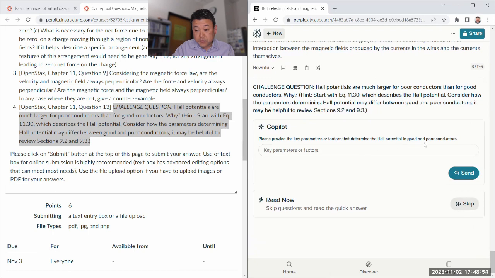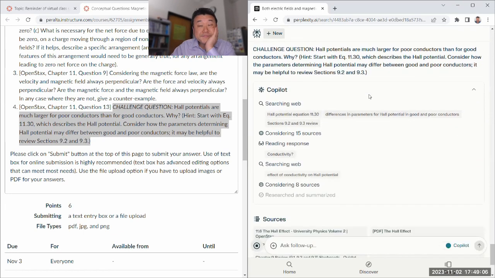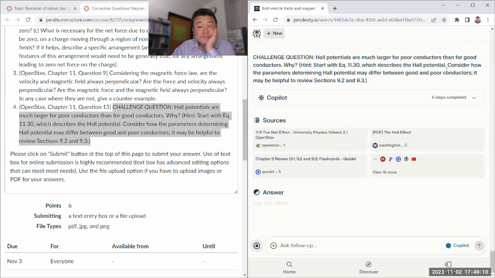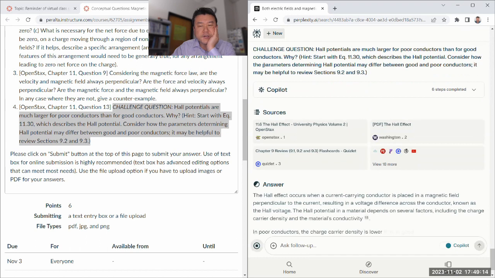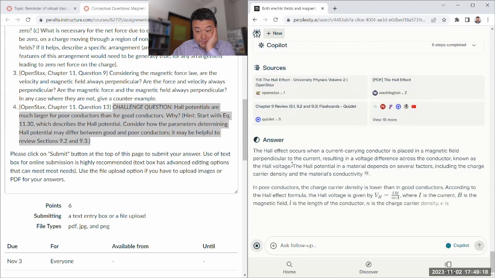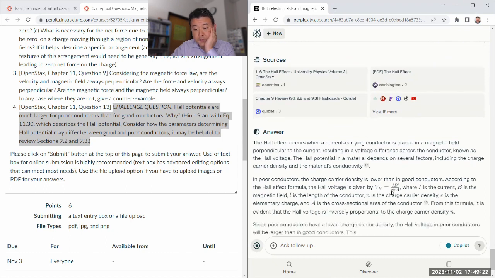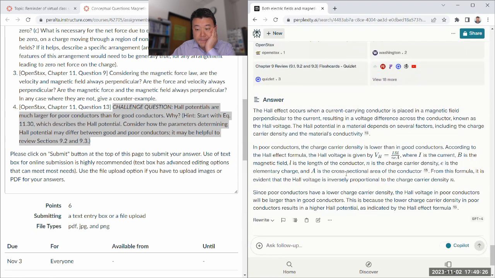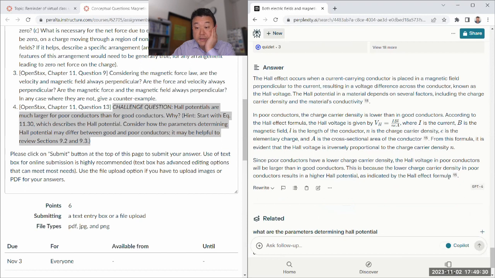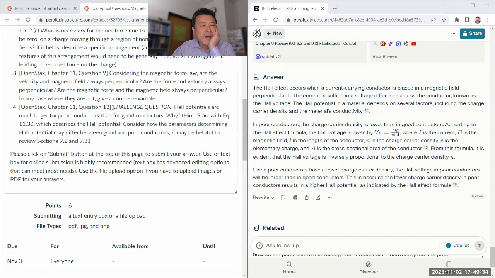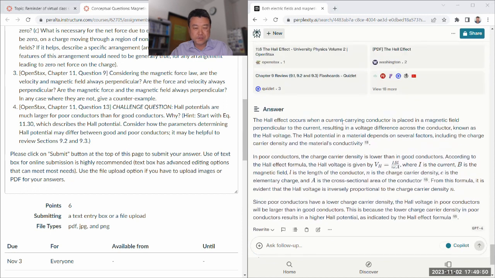Provide key parameters: Hall potential in good and poor conductors. Yes, I will say conductivity. I think the number of charge carriers is our main thing. In the Hall voltage formula, lowercase n is the charge carrier density. Poor conductors have lower charge carrier density. That's good. This is a good answer. I don't know why I ever marked this a challenge question. Maybe I saw people struggling with it. I can't quite remember. But okay, that's the fourth and last question that GPT answered well enough.